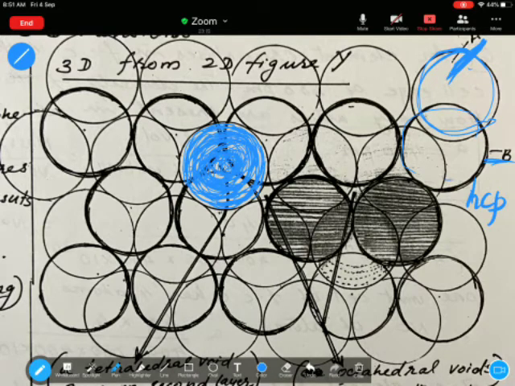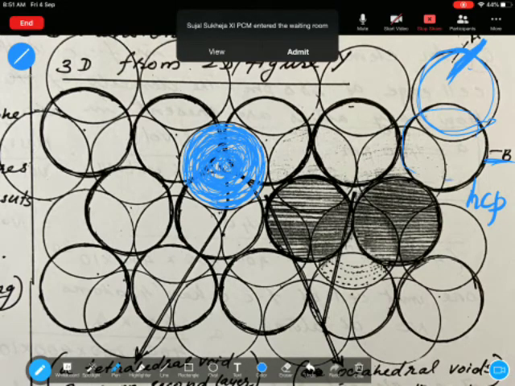Now you consider other packing where the balls are kept only on the octahedral voids. Just now we kept them on tetrahedral voids.